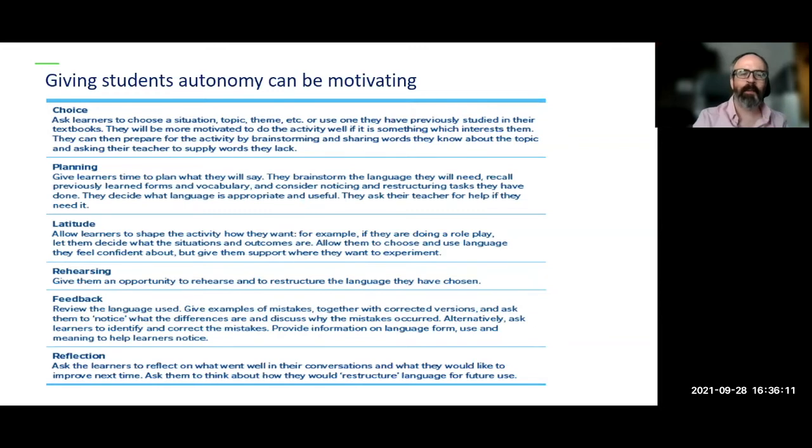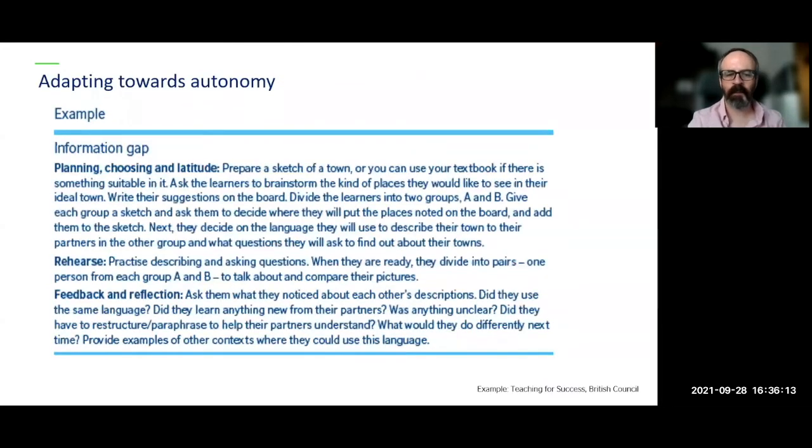Now, as an example here, this is taken from the British Council's Teaching for Success material. An information gap is quite simply where you have, for example, one student, student A and student B, and student A has information student B needs, so they must ask questions to get that information. Student B has information student A needs, and they must ask questions to get that information. So it means there's a need to communicate, which is a very useful way of thinking about your tasks. Is there a need to communicate, or can students just answer it by themselves?